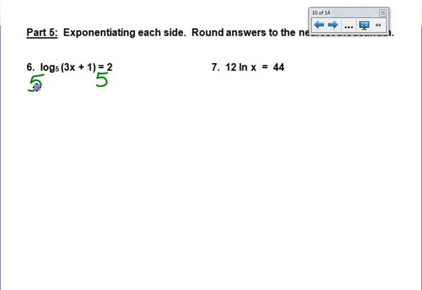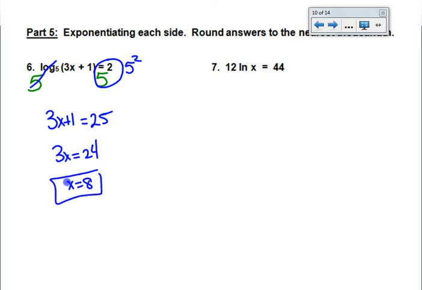So right here you've got 5 to the log base 5, but they're going to cancel out and give you 3x plus 1. But over here you have 5 squared, and 5 squared is really a 25. And now you just have a nice linear equation to solve, and you get x equals 8.